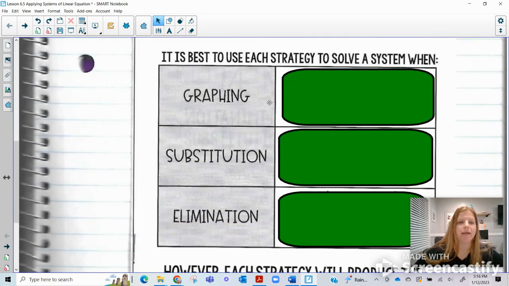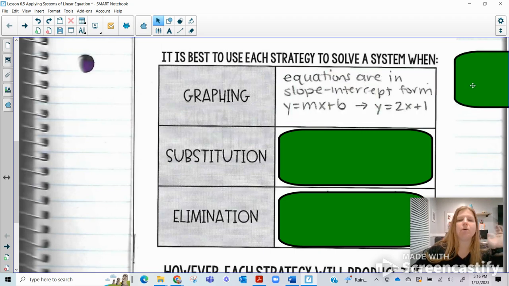So think about what a system would look like if graphing was the ultimate thing that you would do, that you would look at that system and say, hey, I'm going to graph this system because it looks like it's set up for graphing. That would most likely be because the equations are in slope-intercept form. They look like y equals mx plus b, like this y equals 2x plus 1. Maybe they're in standard form.